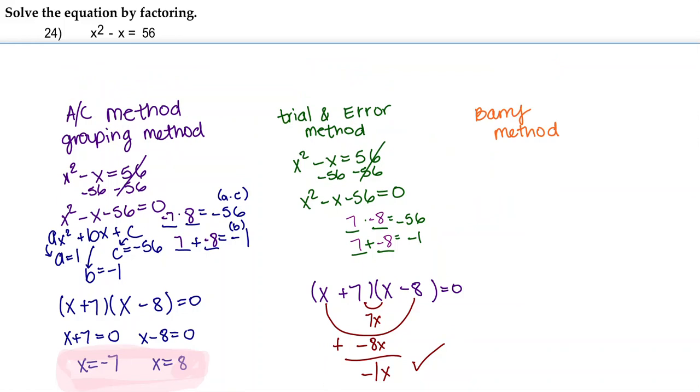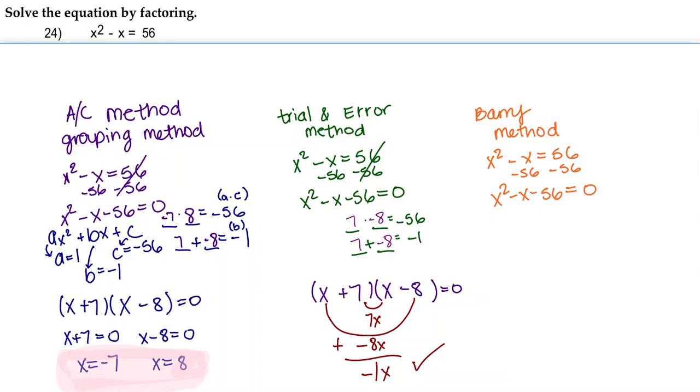Last but not least, here we have the Berry method, and we're going to write down our equation, x squared minus x minus 56. First and foremost, we're going to get this 56 over to the left-hand side, and we're going to do it legally, so we're going to subtract 56 from both sides. So on the left-hand side, we're going to have x squared minus x minus 56, and then here on the right, we're going to have 0.